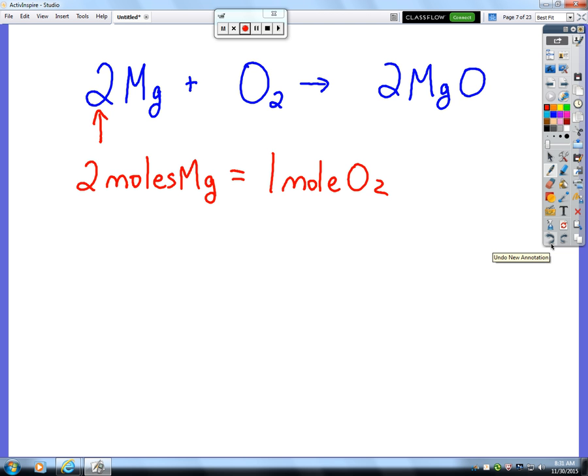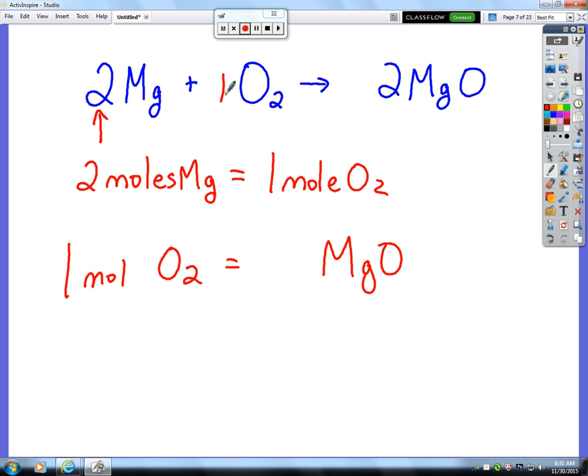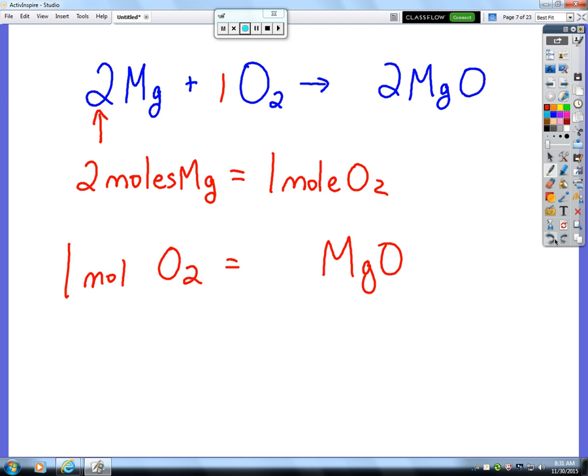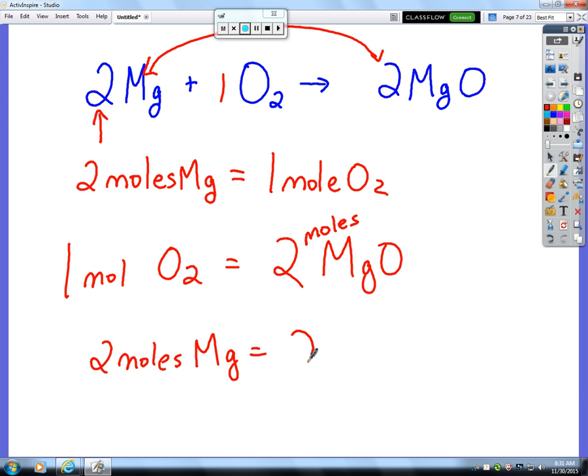Now, what else do I know? I have a relationship between oxygen and magnesium oxide. And that's for every 1 mole of oxygen, right? 1 mole. I'm going to look at these 2 now, right here. I make 2 moles of magnesium oxide. That's another equivalency. So now what's a third equivalency? I'm going to look at the relationship between these 2 guys right here. So for every 2 moles of Mg, I can make 2 moles of magnesium oxide.